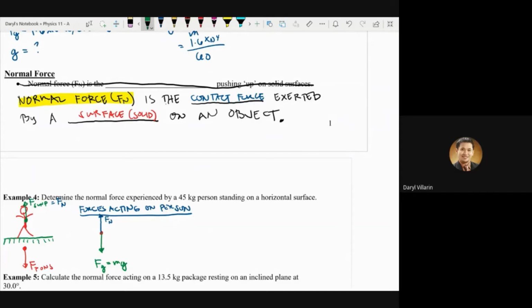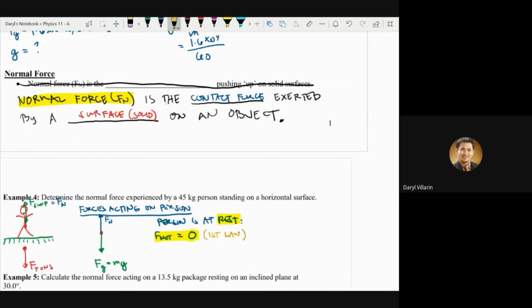Okay, the object or the person is at rest. So if he is at rest, that means that the net force acting on the person would be 0. Again, how would you know that one? Because he is at rest. Again, that is the first law of Newton.